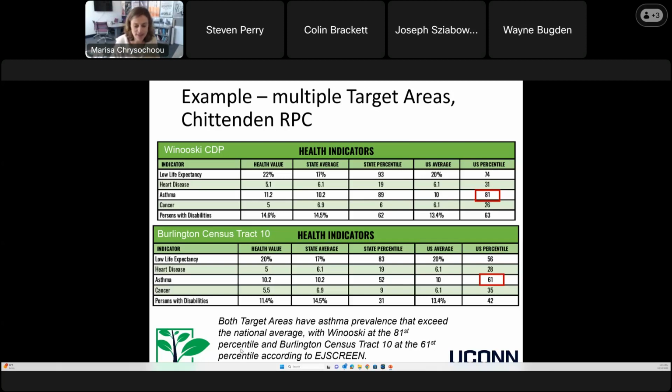So we can write here, for example, both target areas have asthma prevalence that exceed the national average, with Winooski at the 81st percentile and Burlington Census Tract 10 at the 61st percentile, according to EJ Screen. And then, of course, we would have to say something then about the contaminants and the grant. So here I'm only addressing the higher than normal prevalence. You notice that I don't say anything about cancer or birth defects, but I don't need to do that because I only need one of the three to get the full points. If I have two, that's great. If I don't, that's okay.